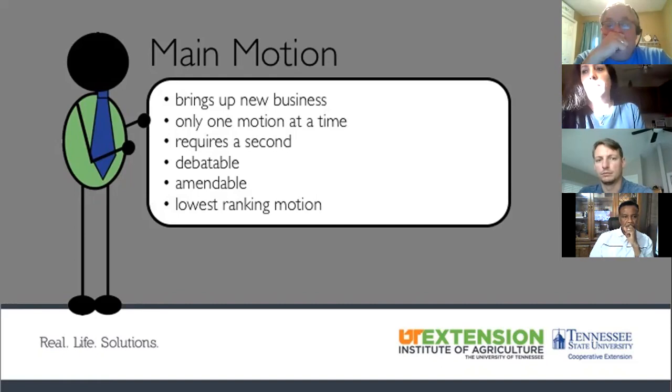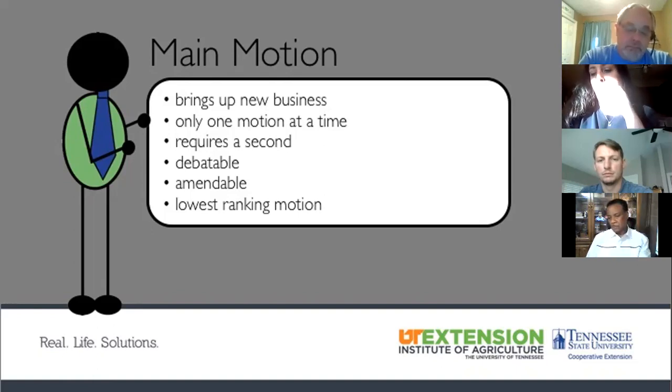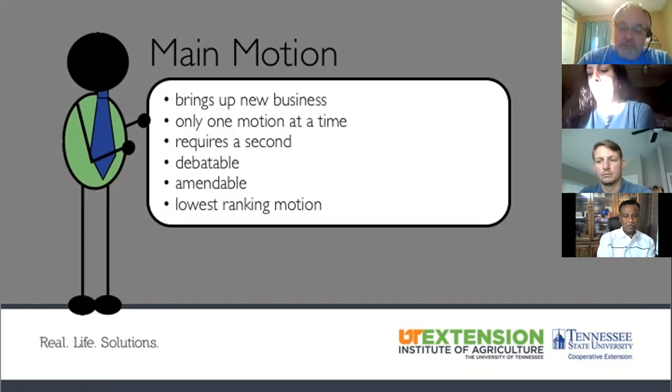It is debatable, meaning that we can have discussion on it, for or against it. Some motions we will learn tonight are not debatable, meaning we cannot discuss them, and they would then go to an immediate vote. It is amendable. That's another way we distinguish motions, or one of the characteristics, is if we can amend it. Now, to amend means to change.